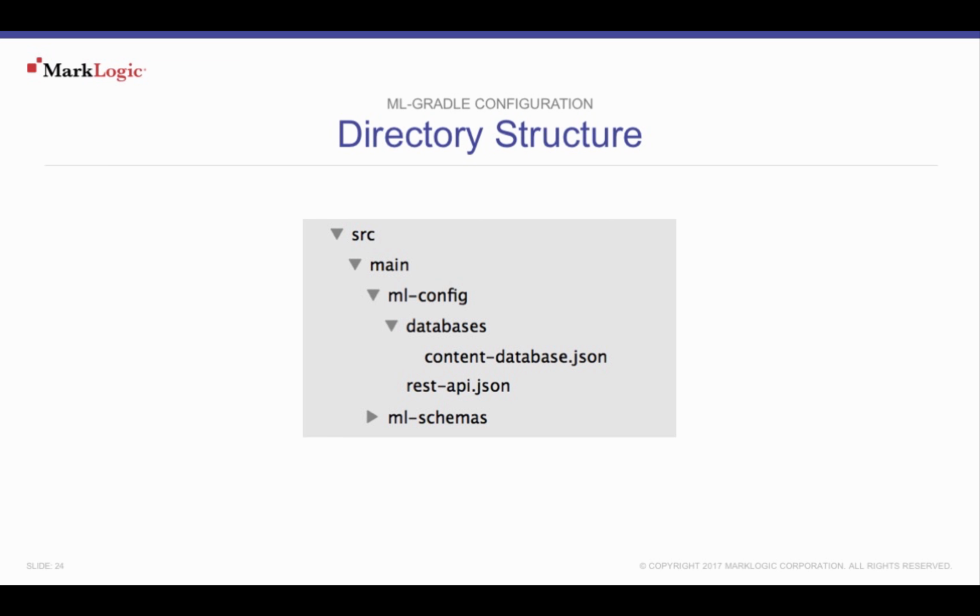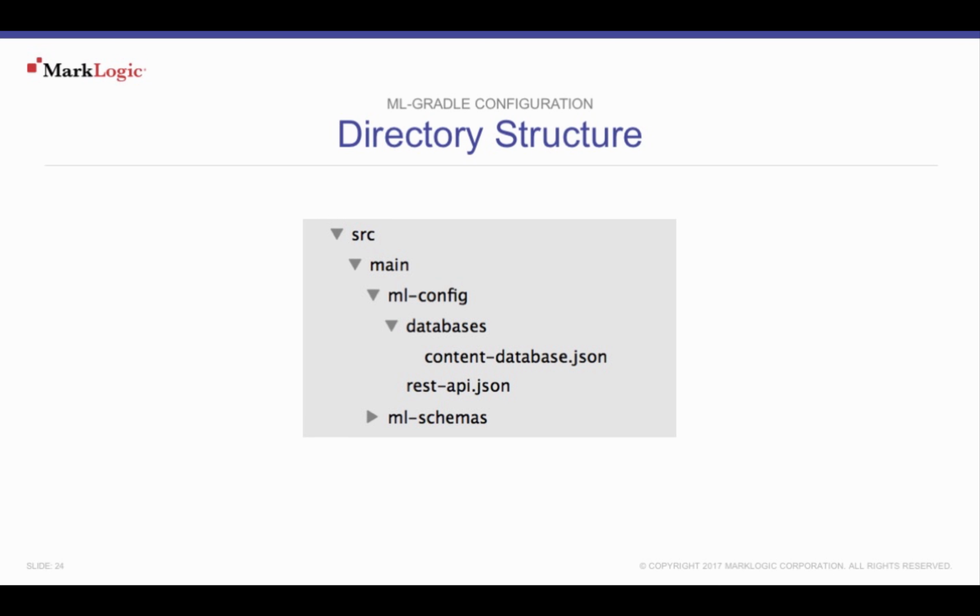Any customized REST API payloads ml-gradle sends are defined by files you create under src/main/ml-config, the default configuration directory. Each of the subfolders under src/main/ml-config maps to a configuration item. The MarkLogic Management REST API documentation lists the properties supported by each item, for example, databases.